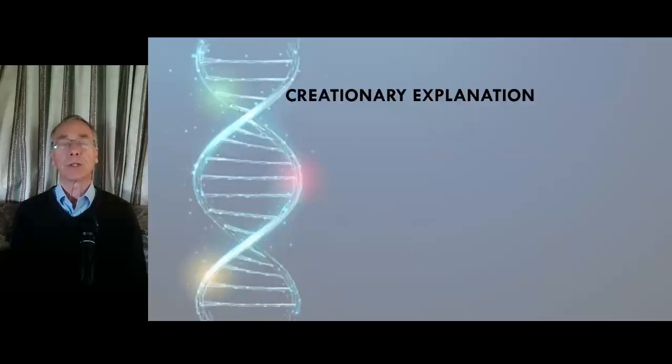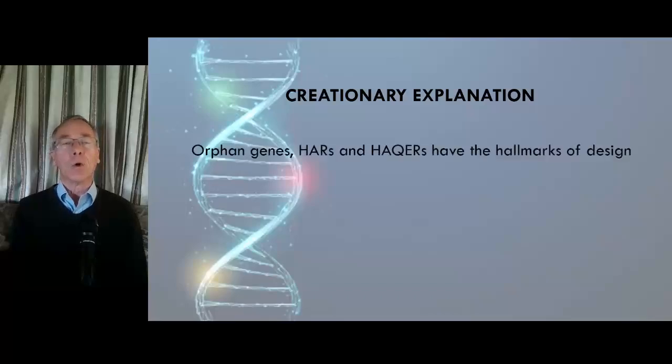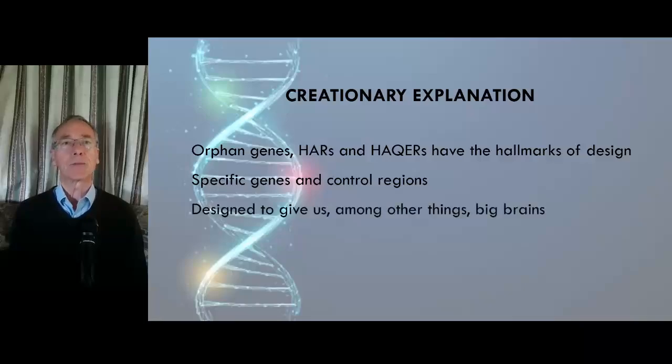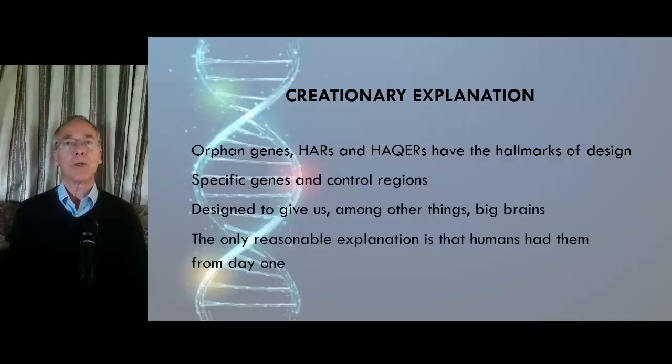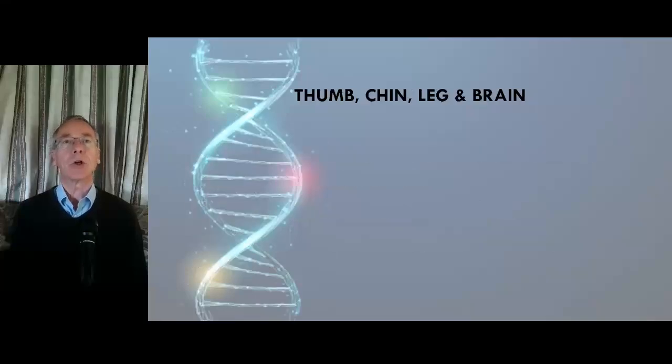So there must be a better explanation, and as a creationist, I believe there are better explanations. Orphan genes, HARs and HAQERs have the hallmarks of design because of their important function. They are specific genes in the case of orphan genes, or they are very specific and important control regions in the case of HARs and HAQERs. They're designed to give us, among other things, big brains. And the only reasonable explanation is that humans had them from day one. The probability of evolving them in the timescales that evolutionists propose is essentially zero.